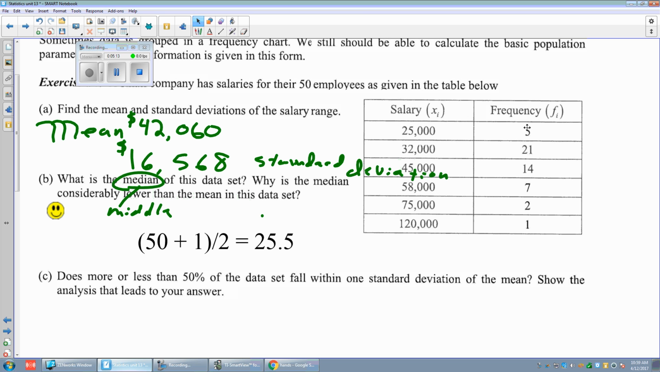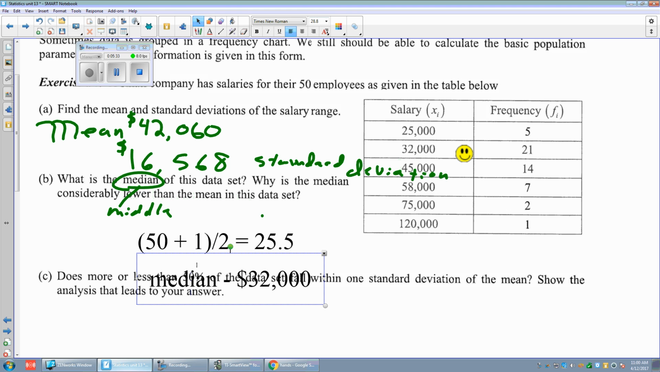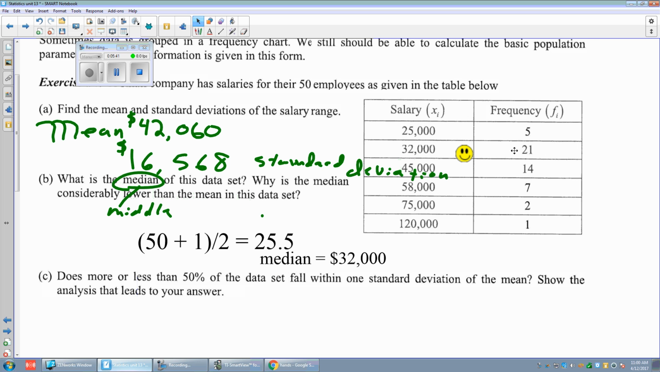Which one's the 25.5 number? 25, 26. 25.5 is between 25 and 26, so 32,000 is the median. Now, if the median was between two values, let's say it was the 27th person, you would have to add these two together and then divide by 2. Hope you were listening.